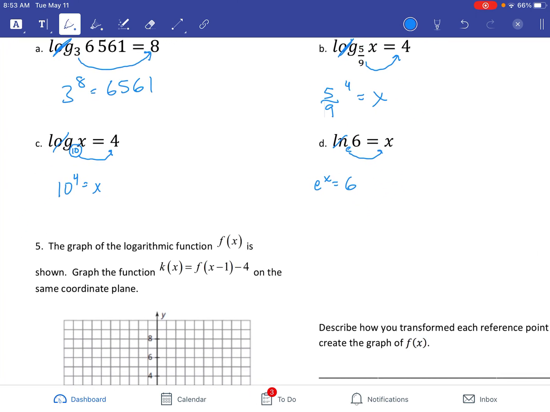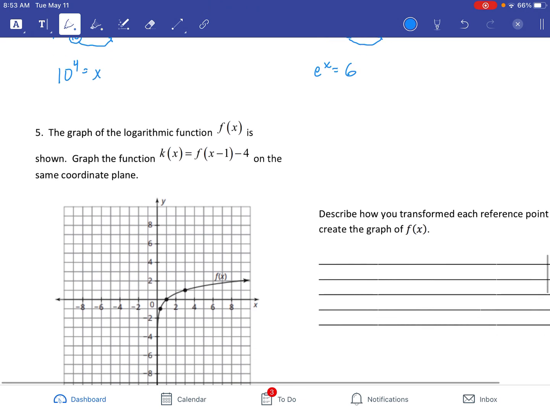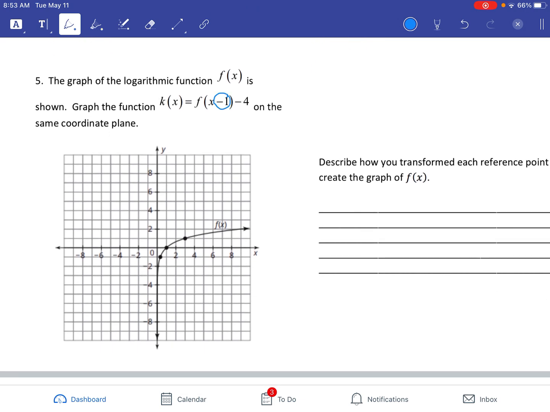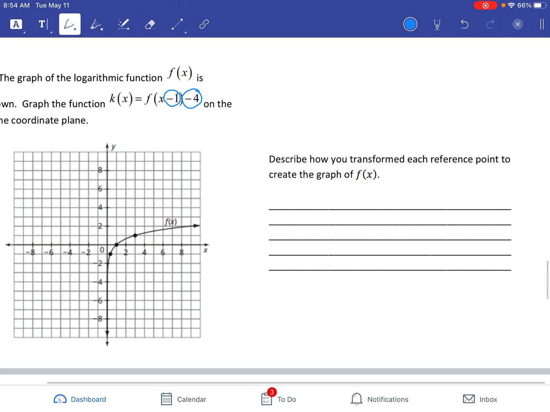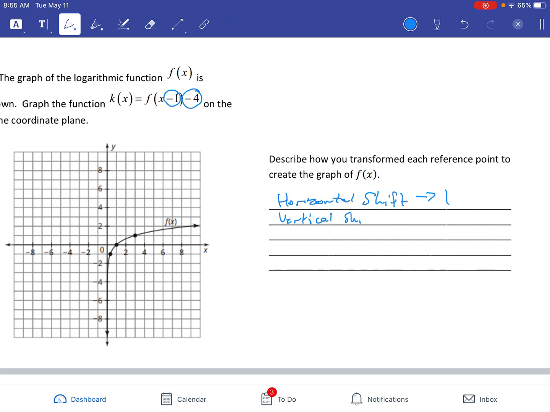Okay. Let's look at some transformations of these exponential functions. We have two transformations here. We have -1 and -4. Okay. So let's describe how it's going to transform everything first, and then we'll get into the function, and then we can get into the graph, and then look at what the graph looks like when we transform it. Okay, so the -1 is going to be a horizontal shift. Since it's negative, it's going to go to the right by 1. The -4 is a vertical shift. Since it's negative, it's going to go down by 4.